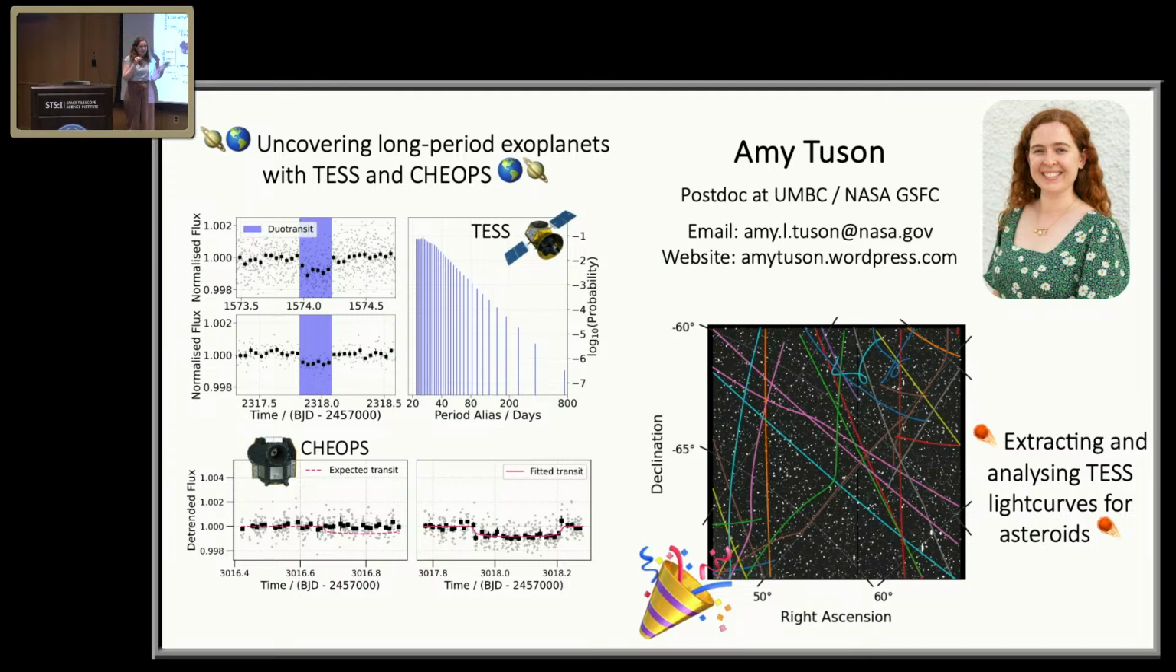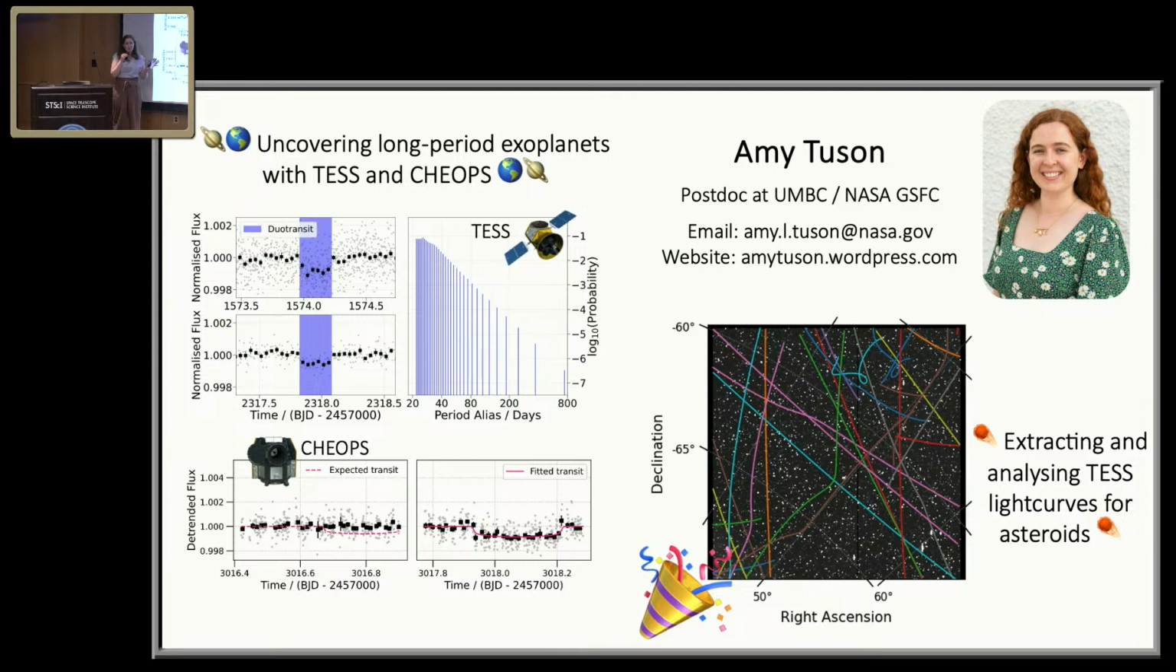I would then use the CHEOPS telescope to follow up these different period aliases to try and figure out which one is the correct orbital period. You can see that at the bottom here: the first observation we made, there should have been a transit there for X and Y period alias, but it was a flat line, so we can rule those ones out. And then the second observation we got, we see a transit. So we know that that is the true period of this object.